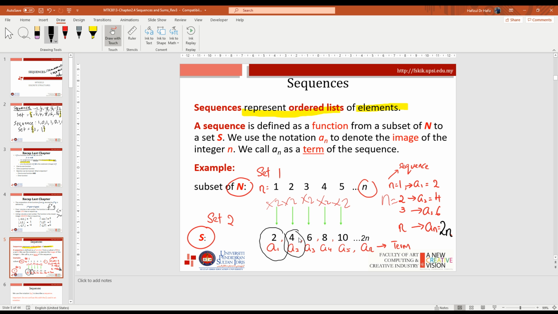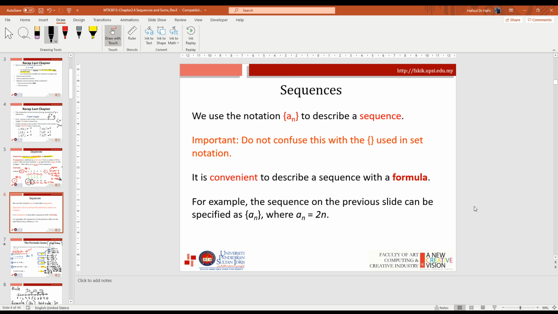For this one we can create the formula. With n equal to 1, a1, a2, a3, an equals 2n, because every time the term an doubles, it is 2n. For sequences we use the bracket notation to describe the sequence. Important: do not confuse it with the bracket used in set notation. It is very convenient to describe a sequence with a formula. It is a direct translation.